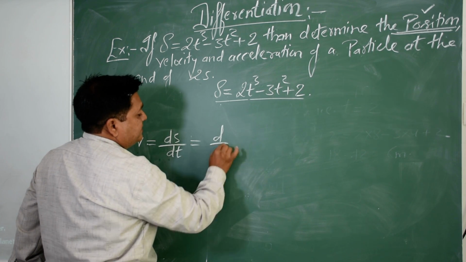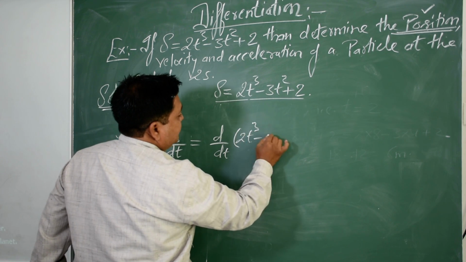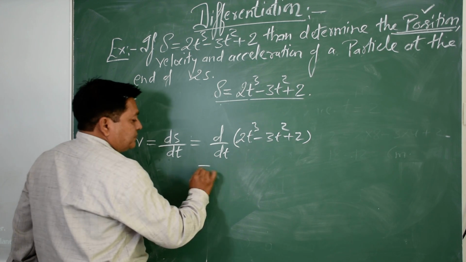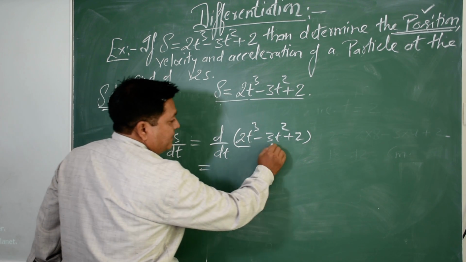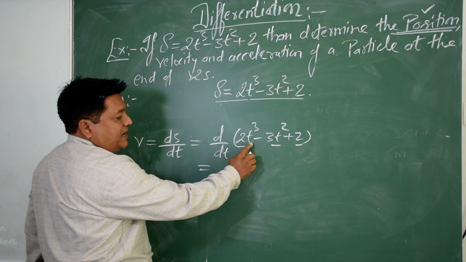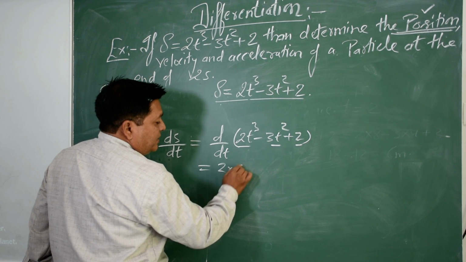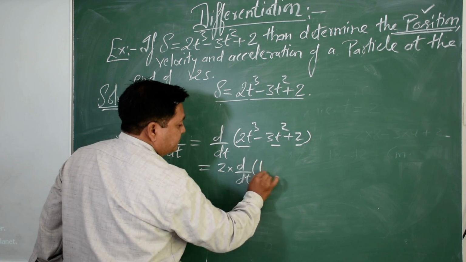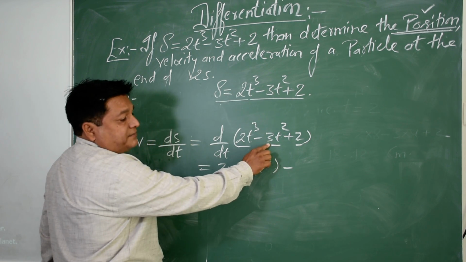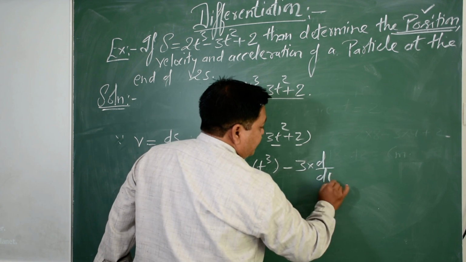d by dt of s, the value of s I am putting here, 2 to the power minus 3 t square plus 2. d by dt separately, we have to differentiate this term. So this is a constant term in first, and this is t cube, we have to differentiate it. So we write 2 into d by dt of t cube minus, this is constant, constant will be out, d by dt of t square.